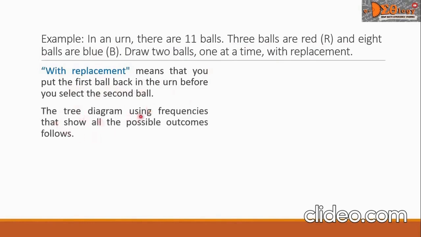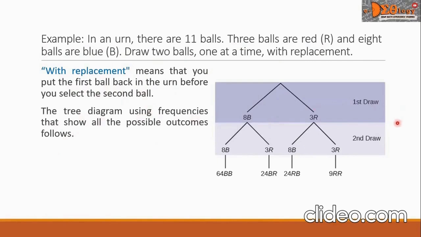The tree diagram using frequencies that show all the possible outcomes follows. This is an example of a tree diagram. This level is considered to be the first draw, where there are 2 branches. The first branch represents the 8 blue balls. The second branch represents 3 red balls. On the next level is the second draw.